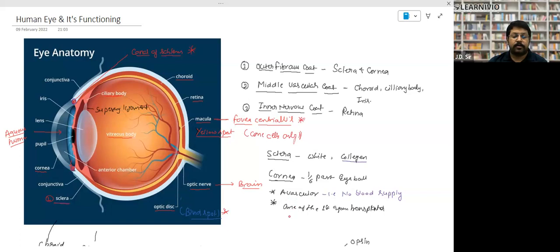So this was all about the eye. In the next class, the ear is left only, the mechanism of hearing is left only. We will complete that and move to the next chapter. Go through your NCERT in this chapter, whatever I have taught you today, and tell me if you have any doubt. Any doubt?